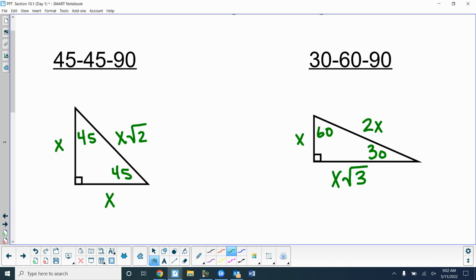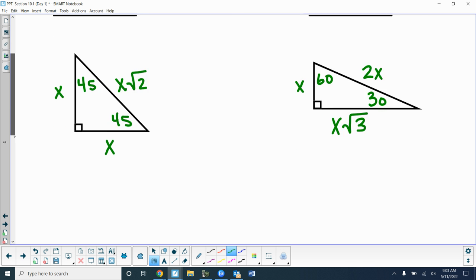Now what if the long leg was 6? How do I get the short leg? Divide by radical 3. Okay? So memorize those two special triangles, and then they're going to give you some problems that have a 45-degree angle in it or a 30 or 60-degree angle in it. And you got to answer whatever question they're asking. Let's see what kind of questions they're going to ask us.